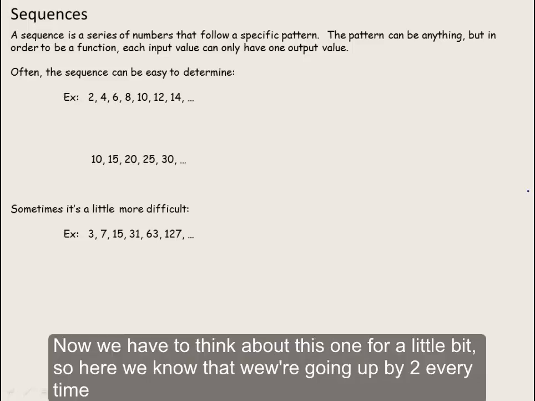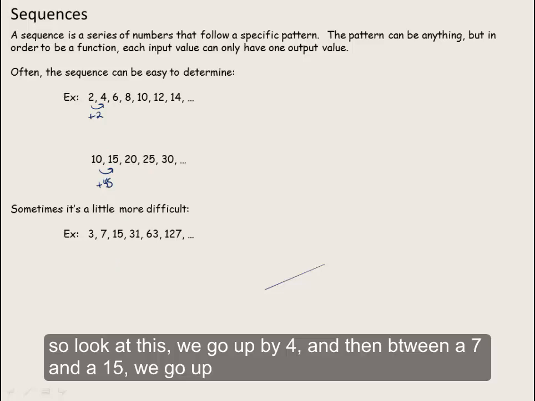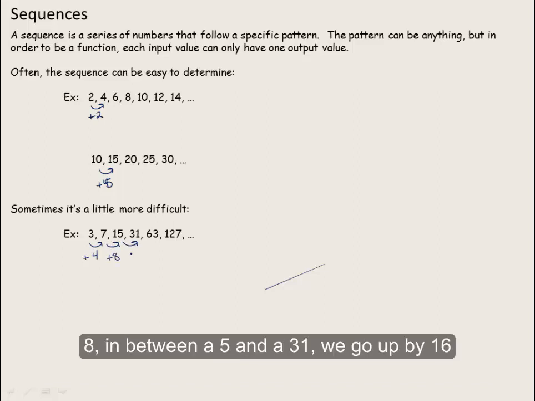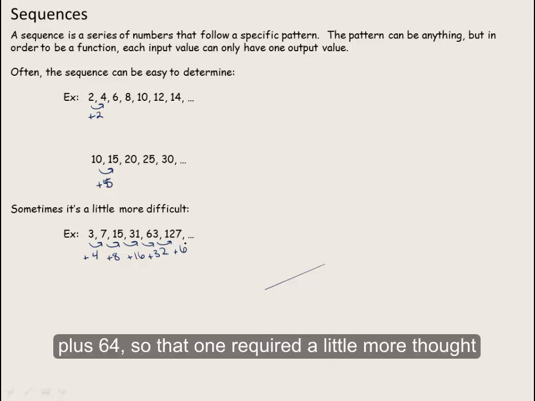Now we have to think about this one for a little bit. Okay, so here we know that we're going up by 2 every time, and here we know we're going up by 5 every time. Look at this. We go up by 4, and then between a 7 and a 15, we go up by 8, and between a 15 and a 31, we go up by 16, plus 32, plus 64. So that one required a little bit more thought.